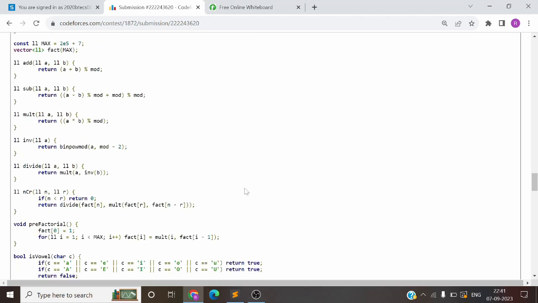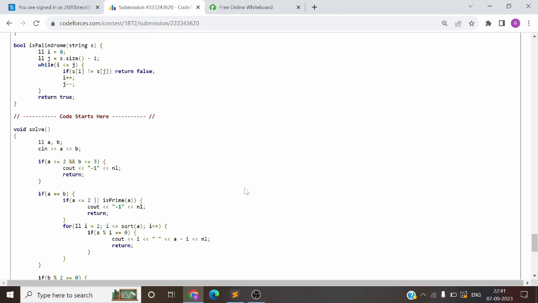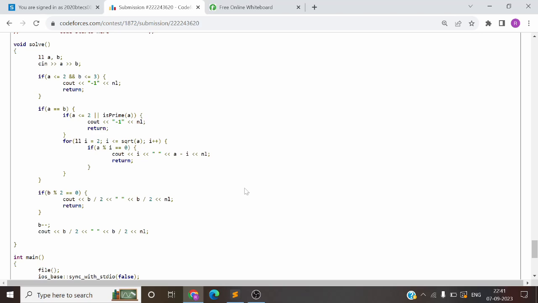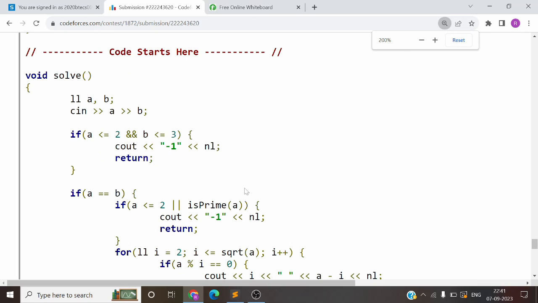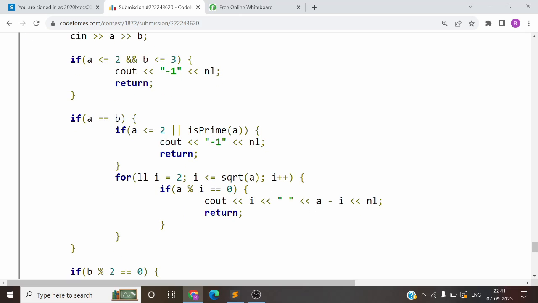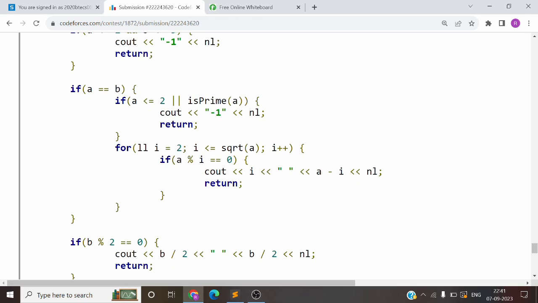It is a very simple solution. If you don't understand anything, you can ask again in the chat box or comment box. I guess I wrote a longer code, but basically this condition was not required. Simply we need to check if b is less than or equal to 3, we print -1. Now if a is equal to b, we just need to check whether it is prime. If a is prime then we will print -1, else we will find the first factor and print the first factor and the remaining number, a minus the first factor, that 3 and 12 stuff.